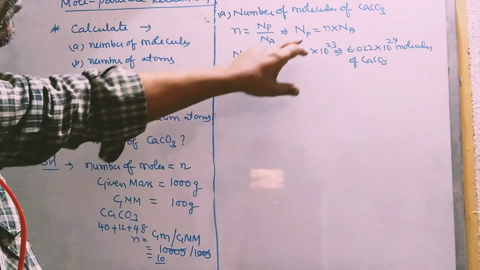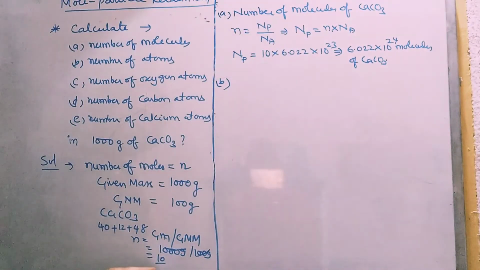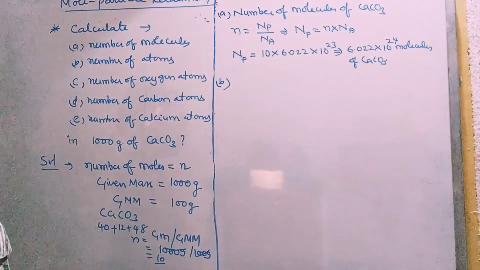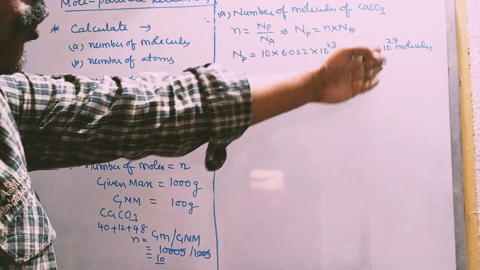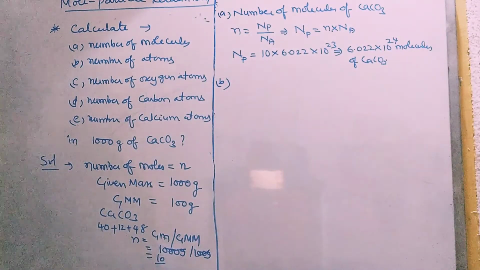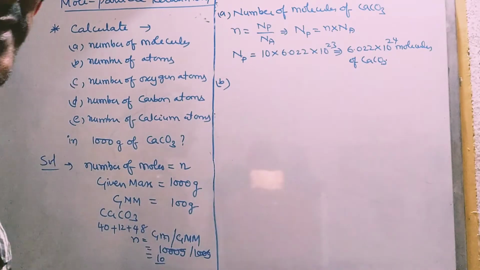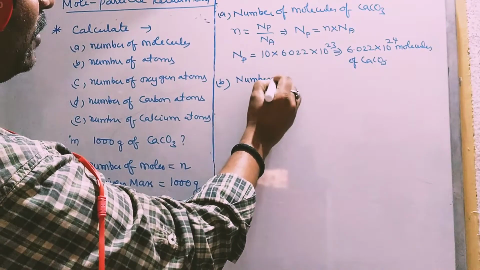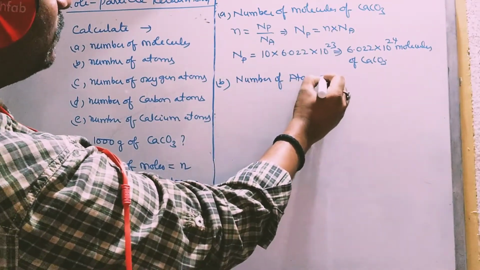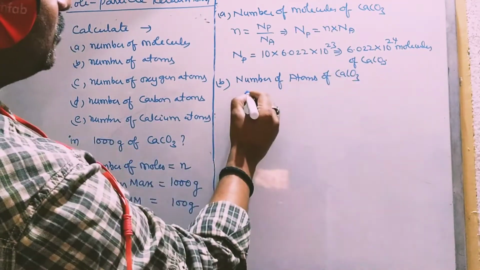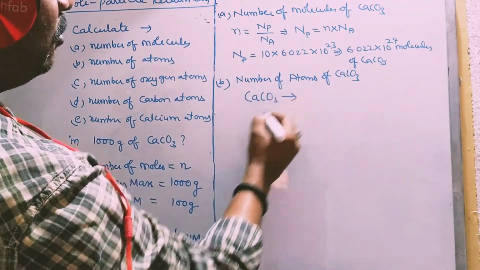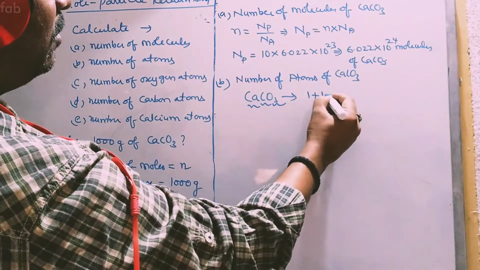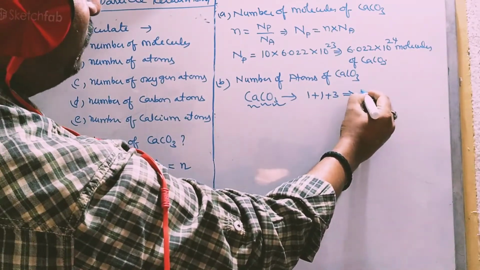This is the formula. The number of moles you already got as 10. Avogadro number 6.022 into 10 power 23. If you do this, you will get 6.022 into 10 power 24 molecules of CaCO3. Second one, number of atoms of CaCO3. First of all, calculate how many atoms are there in CaCO3: calcium 1, carbon 1, oxygen 3. So in total, 5 atoms are there.